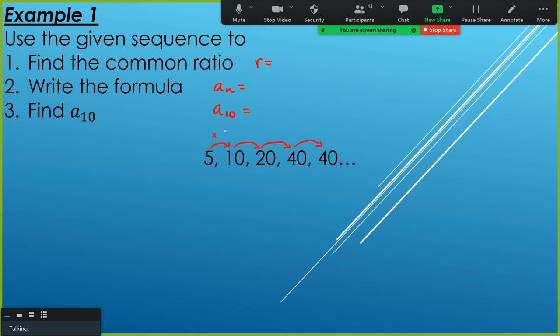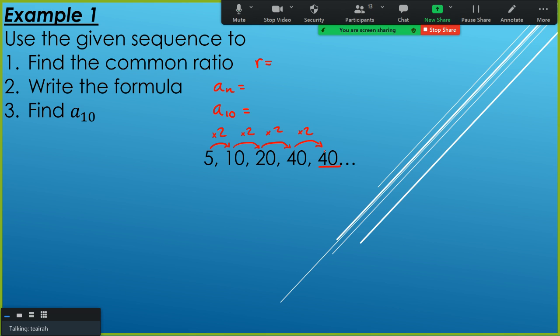I got 2. Yeah, times 2. 5 times 2 is 10. Good. 10 times 2 is 20. Still working. 20 times 2 is 40. Oh, wait a minute. My bad. This is a typo. Sorry. What should this be? Should not be 40, huh? What should this number be if we're doing times 2?